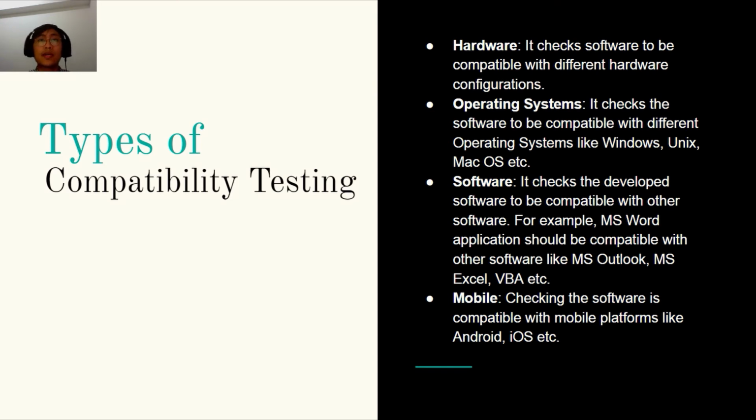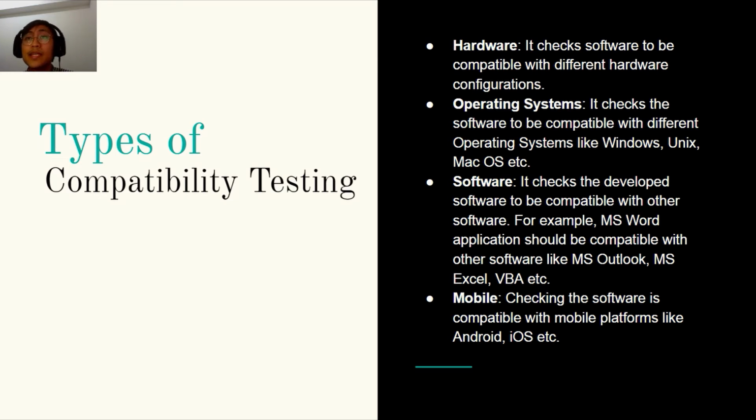So these are the types of compatibility testing. Firstly is hardware. It checks the software to be compatible with different hardware configurations. Operating system, it checks the software to be compatible with different OS like Windows, Linux, and Unix. And also Mac OS.